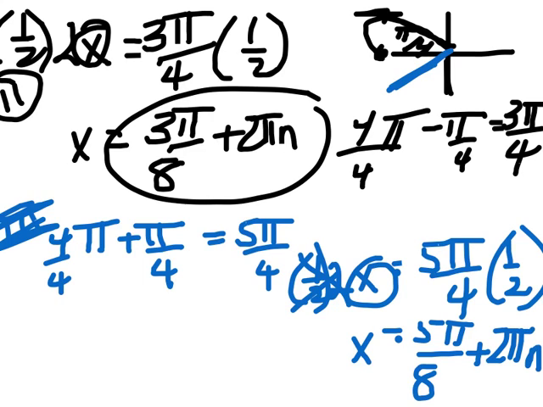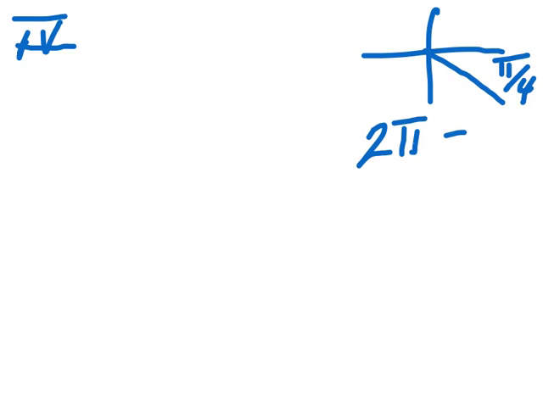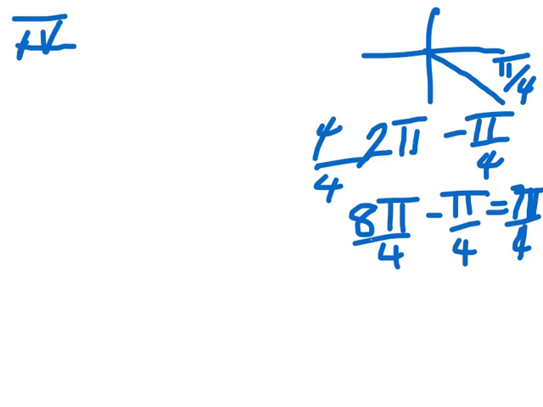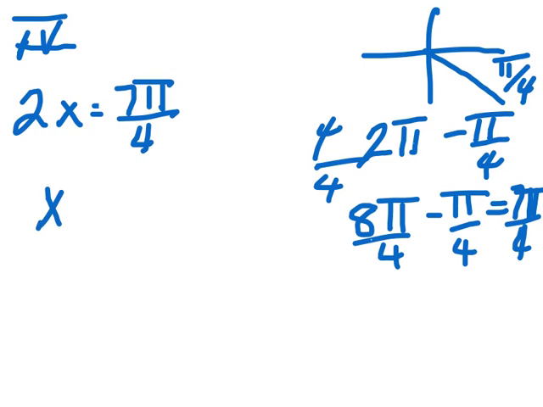Last but not least, we're talking about a pi over 4 in this quadrant. So that would be 2 pi minus pi over 4. I'm going to multiply by 4 over 4 to get a common denominator. So that's going to be 8 pi over 4 minus 1 pi over 4, which is 7 pi over 4. But 2x is equal to that 7 pi over 4. Multiply both sides by a half, and I'd get 7 pi over 8.